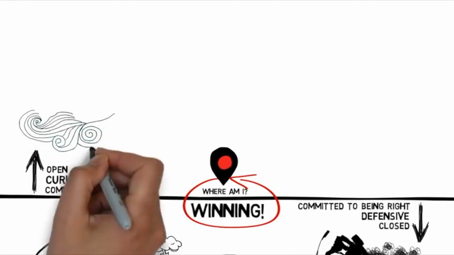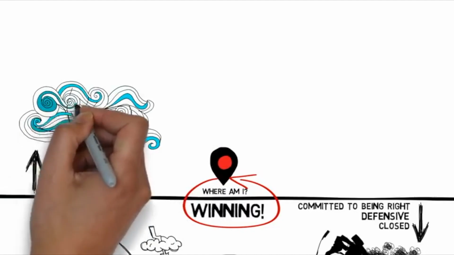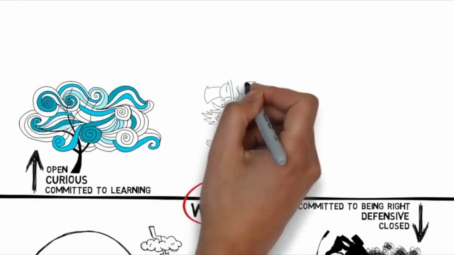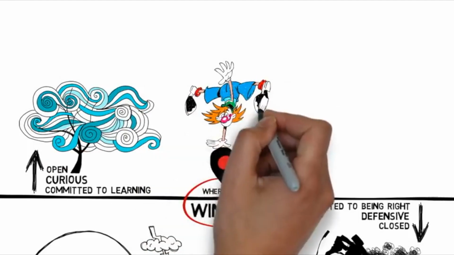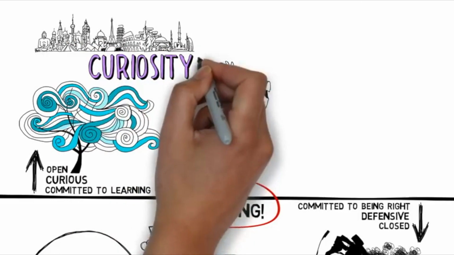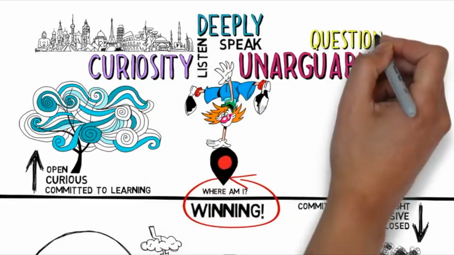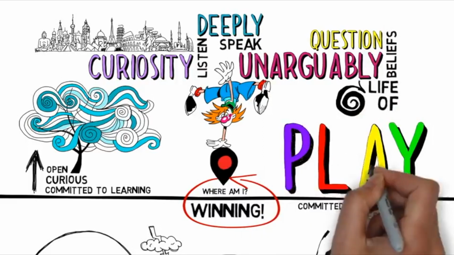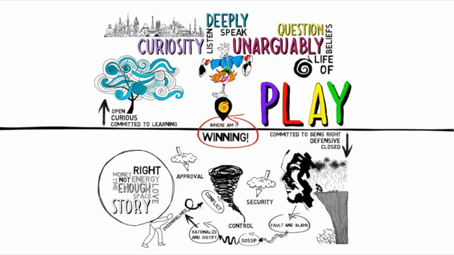When people are above the line, they believe that learning and growing are more important than being right. They believe that all people and circumstances are their allies, here for their growth. They believe that from a distance, almost everything is funny. People above the line live in curiosity, listen deeply, speak unarguably, question all their beliefs, and live a life of play. Now, knowing what you know about being above or below the line, where are you?